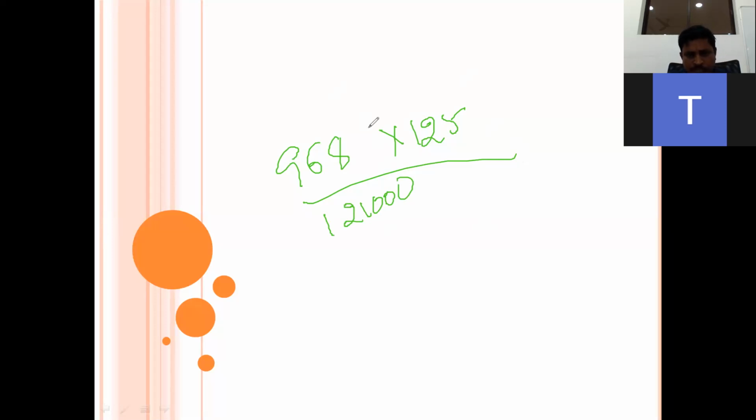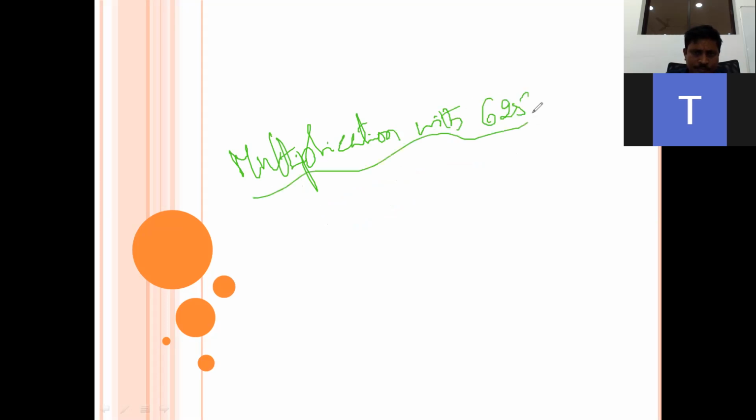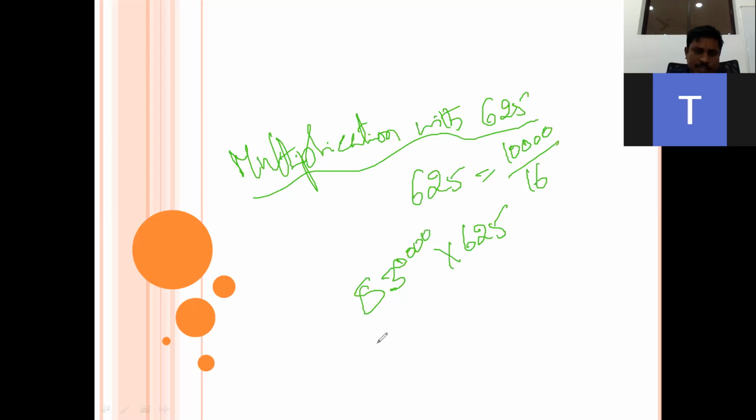Next, multiplication with 625. So how to multiply any number with 625? 625, we write it as 10,000 by 16. Suppose 83 into 625. So here we write 4 zeros and divide with 16.